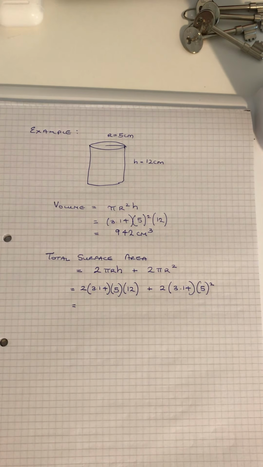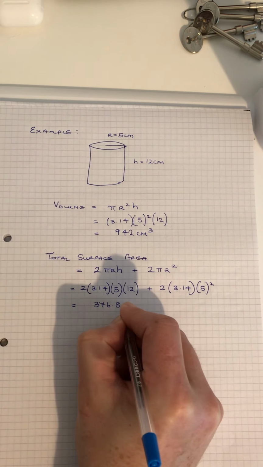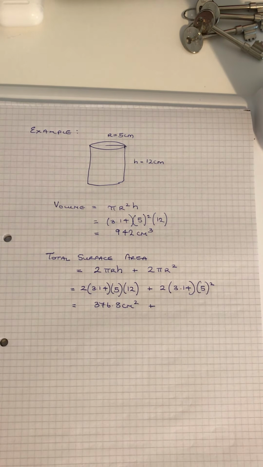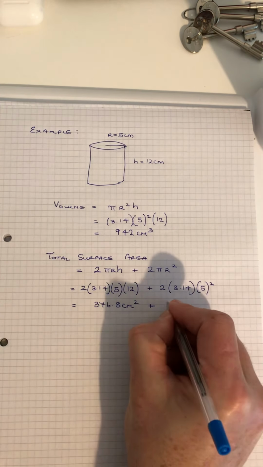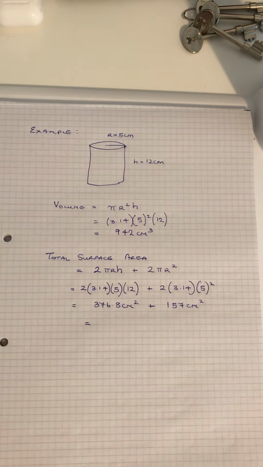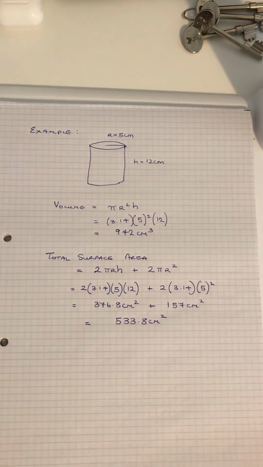So when we put all that together then, 2 times 3.14 by 5 by 12 gives me 376.8 centimeters squared, plus 2 times 3.14 by 5 squared is 157 centimeters squared. And when I put the two of those together, my final answer should be 533.8 centimeters squared. Okay, so that's an example of the volume of a cylinder.